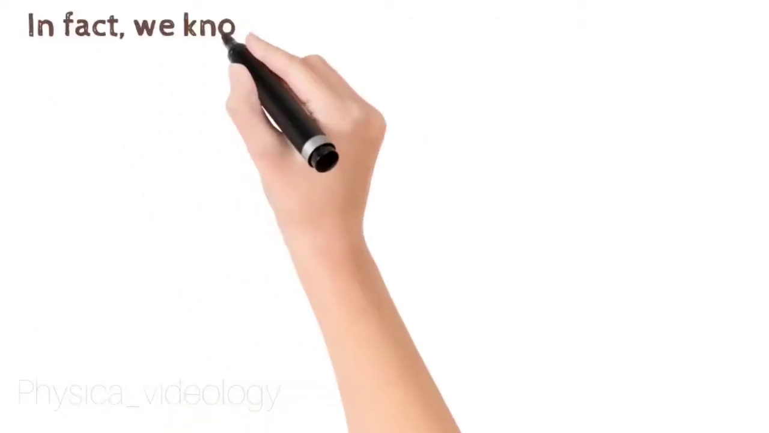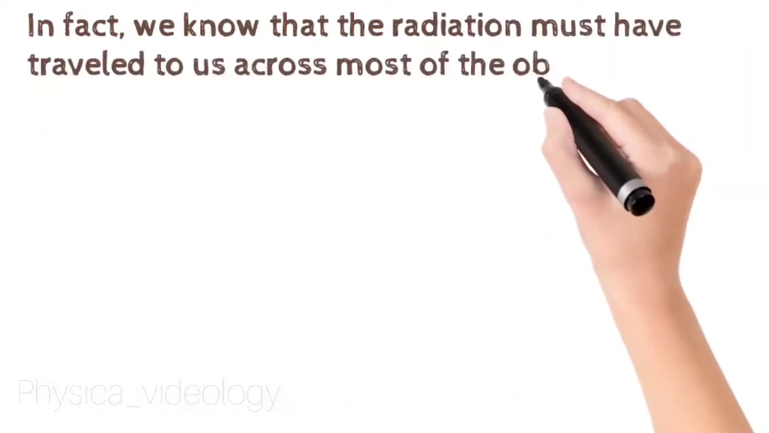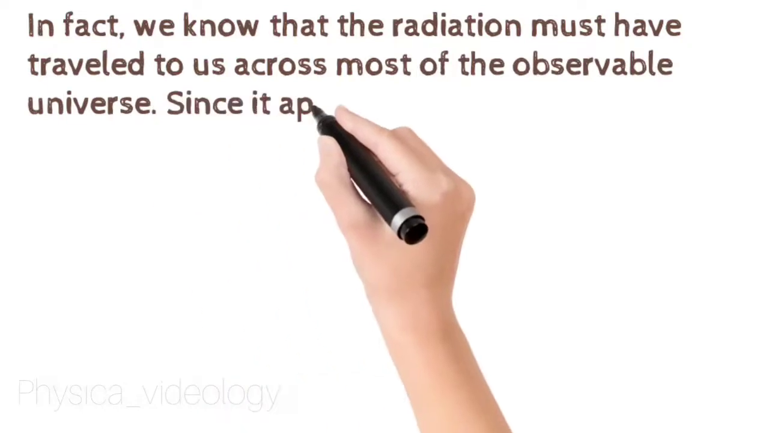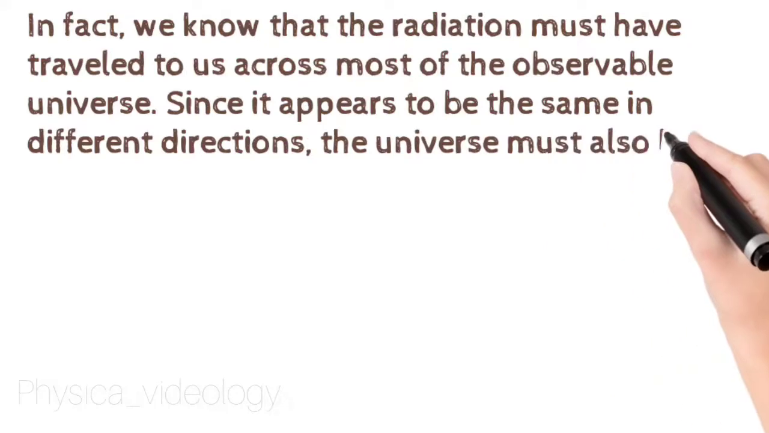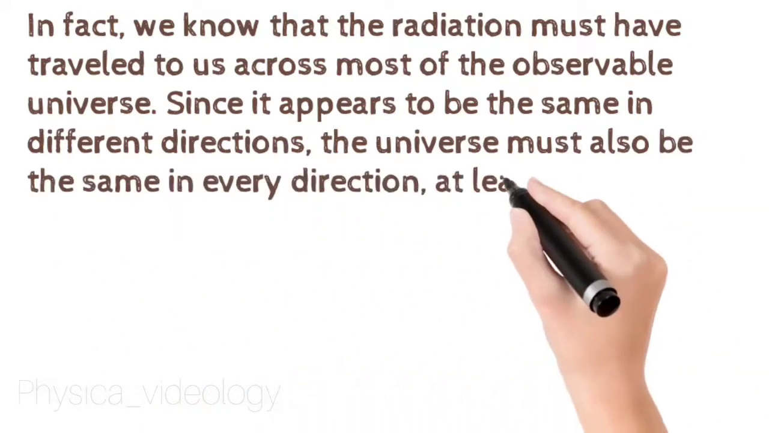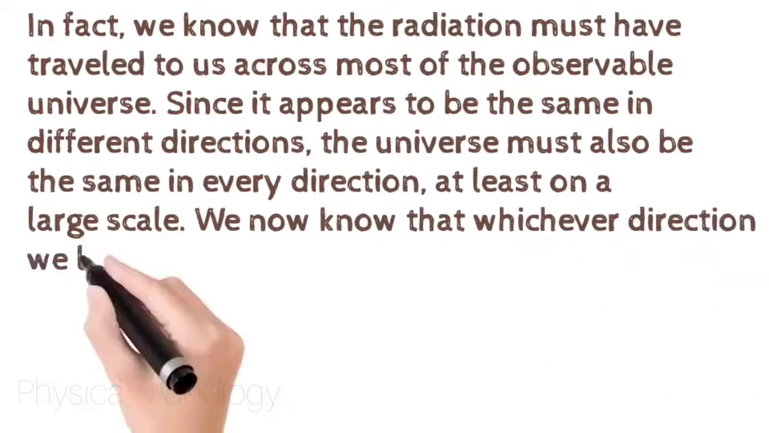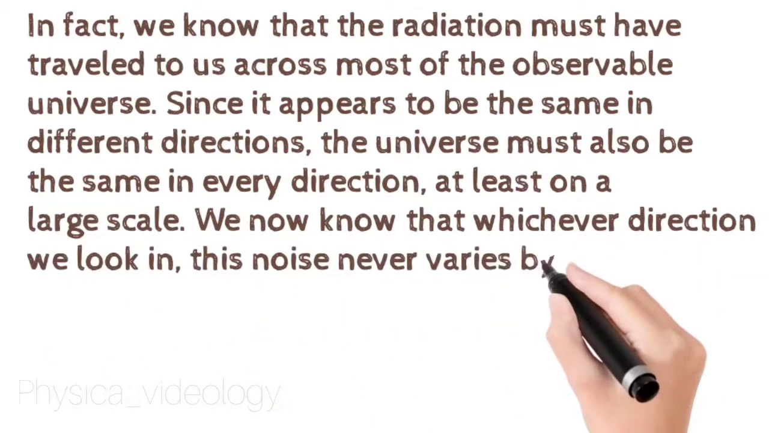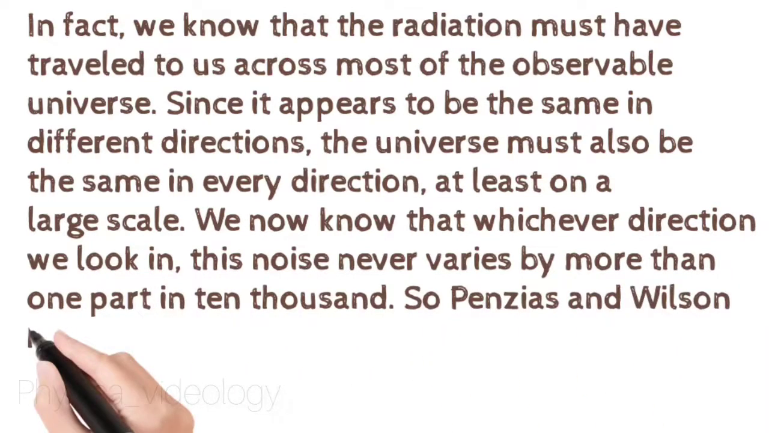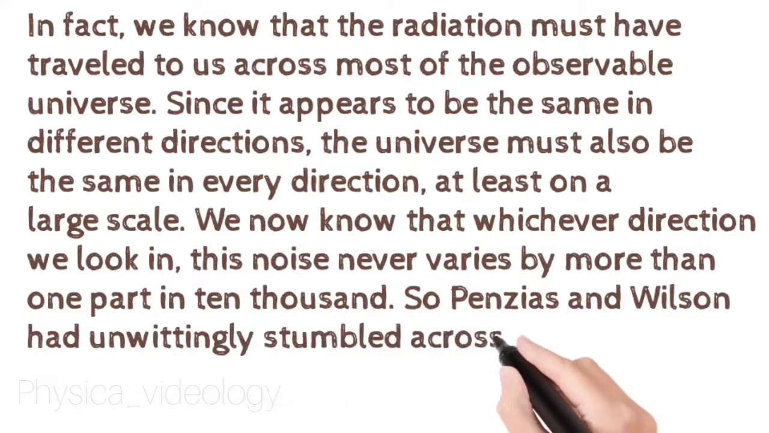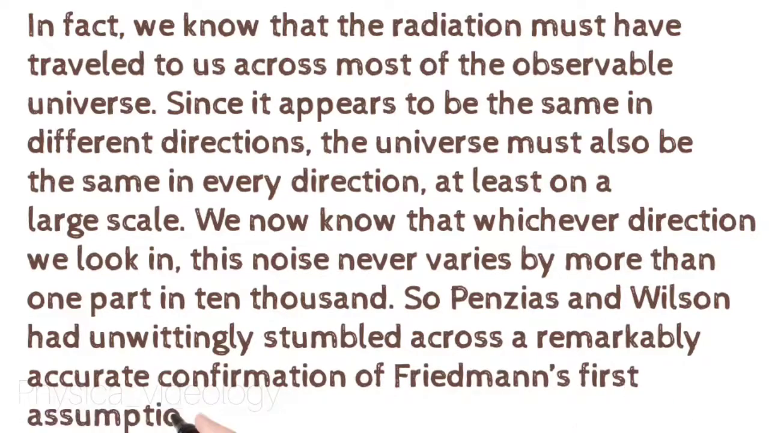In fact, we know that the radiation must have traveled to us across most of the observable universe. Since it appears to be the same in different directions, the universe must also be the same in every direction, at least on a large scale. We now know that whichever direction we look in, this noise never varies by more than 1 part in 10,000. So Penzias and Wilson had unwittingly stumbled across a remarkably accurate confirmation of Friedmann's first assumption.